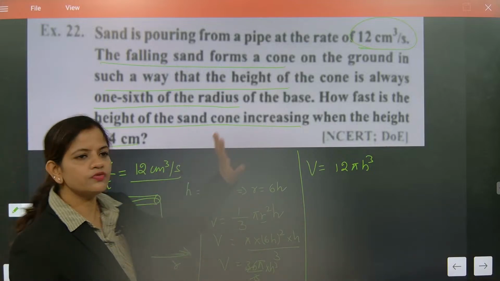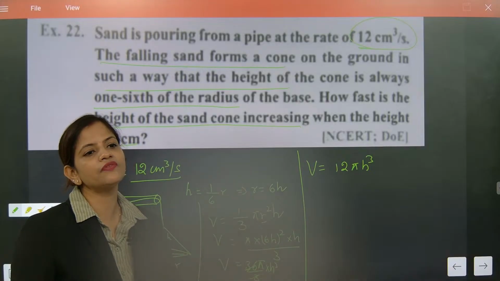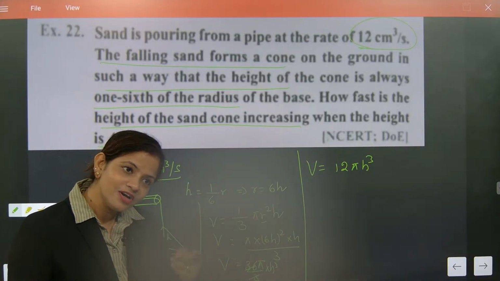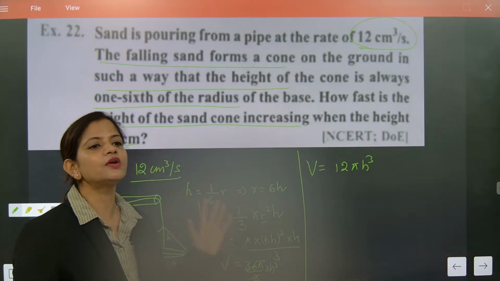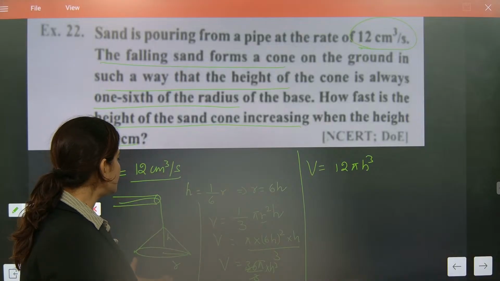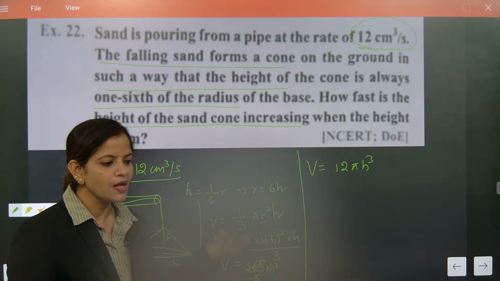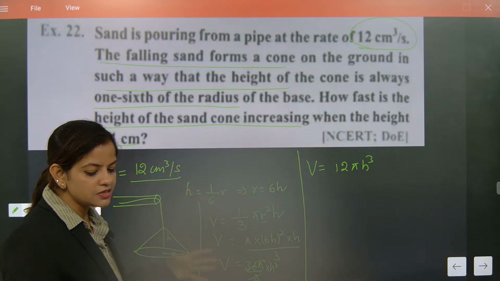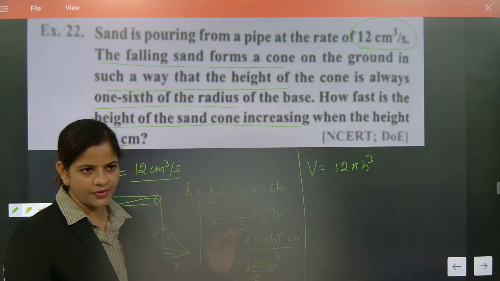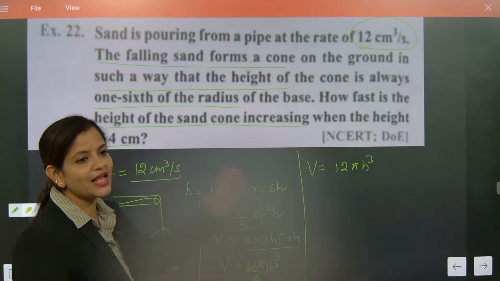Okay, what is the rate of change in height? After that, what will they ask? What is the rate of change of radius? And after that, what will they ask? What can be the change in the surface area? So three questions, all set. Correct? Now if the sand is taking this thing, that thing means change will be there. Understood? So set up your mind like this only.